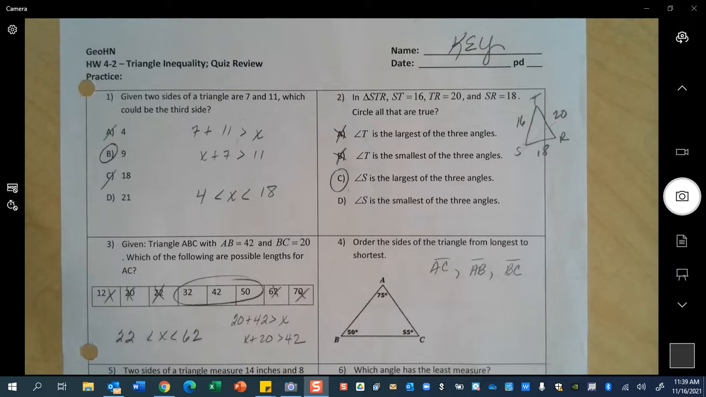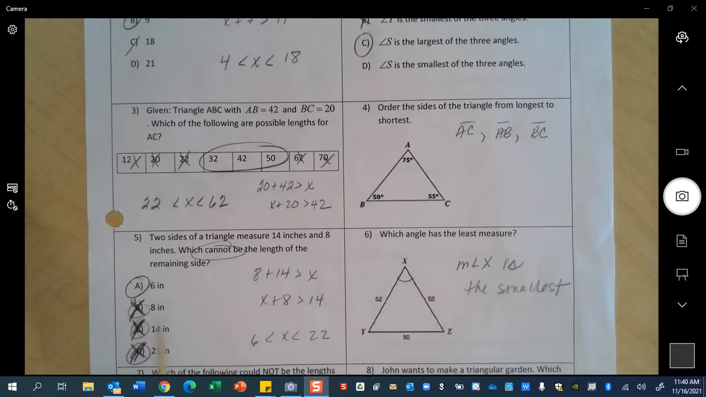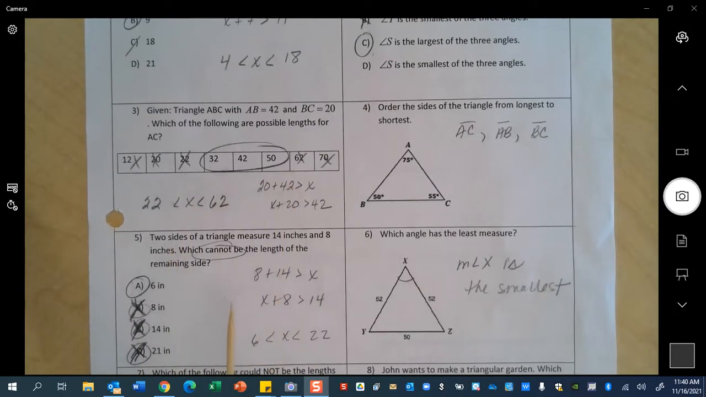In your day, there's multiple selects, right? So you guys are used to that idea of having more than one right answer. So you want to make sure that you're reading carefully and paying attention to why 4 and 18 are not answer choices. All right, number 2, S is the largest. Number 3, again, I'm going to cross off 22 and 62.